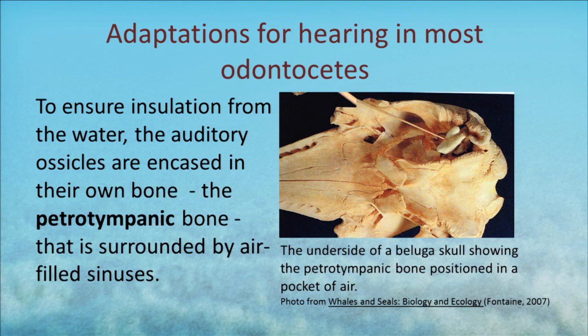So they'll take the 3 ear bones and encase them in their own bone called the petrotympanic bone, which is something humans don't have, and then put it in a place in the skull that is completely surrounded by air, so that because you have this air insulation, when sound waves end up hitting that air pocket, it bounces off. In other words, the sound waves do not penetrate through the superficial skull bones to the deeper auditory ossicles in the same way that they do in humans.